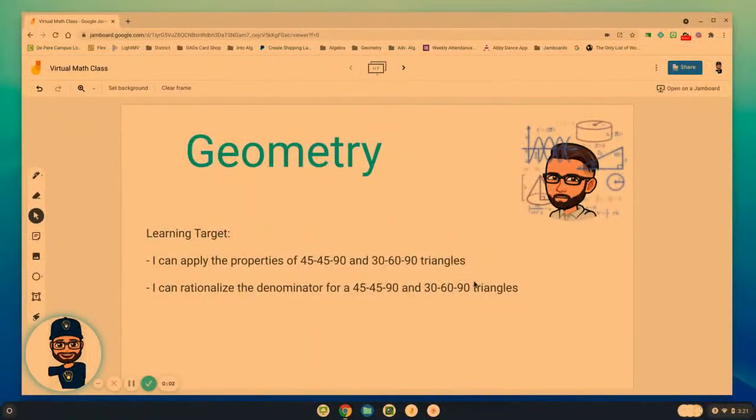Hello, geometry students, and welcome back to another video lesson as we continue exploring Pythagorean theorem, special right triangles. And today we learn another skill called rationalizing the denominator, expanding a little bit on what we did yesterday.